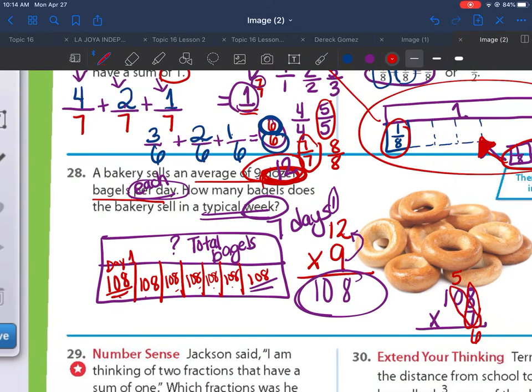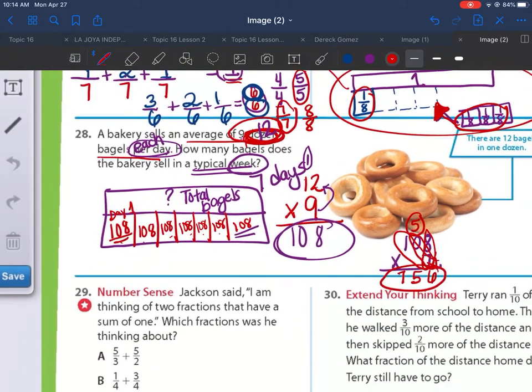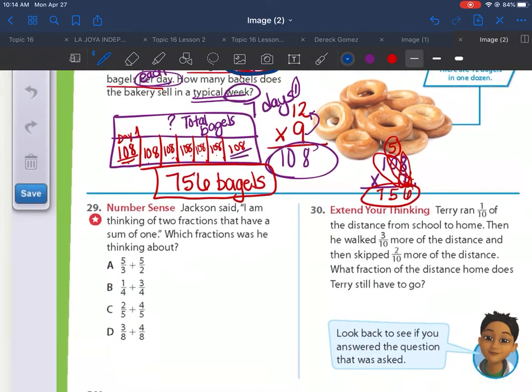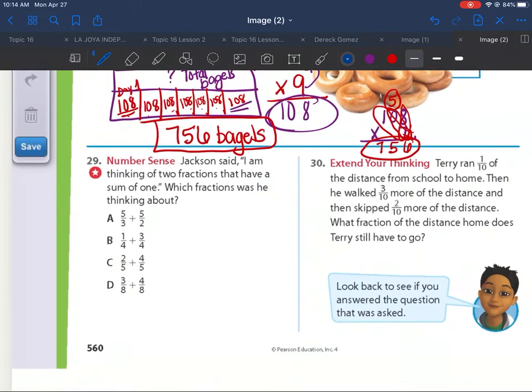Multiply up, 7 times 8 is going to be 56. 7 times 0 is 0, plus 5 would be 5. 7 times 1 is 7. So how many bagels? Not donuts, sorry. How many bagels? It would be 756 bagels. That would be my total. Notice that we had to do 2 steps because of this distractor, the dozen.